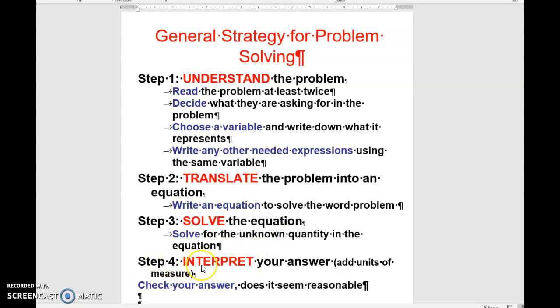Then in step 4, this is the catch-all. If you've got step 2 correct, then your answer is going to sound reasonable, but always make sure you add the units of measure. If step 2 is wrong, the only way you're going to know it's wrong is when you get down here and check your answer. Does it seem reasonable for the context of the problem? If it doesn't seem reasonable, then more than likely there's been a mistake in the translation. So you need to go back and redo the problem again.